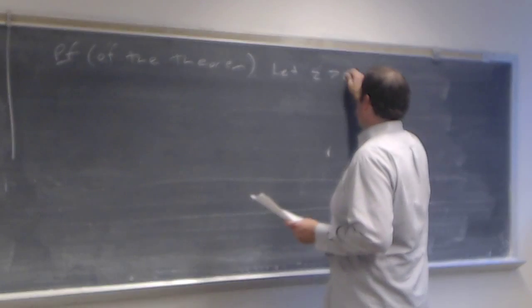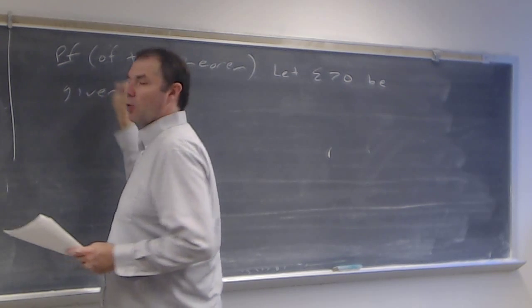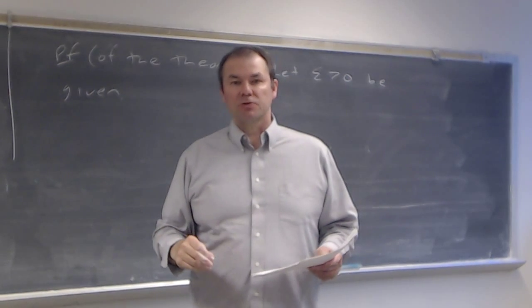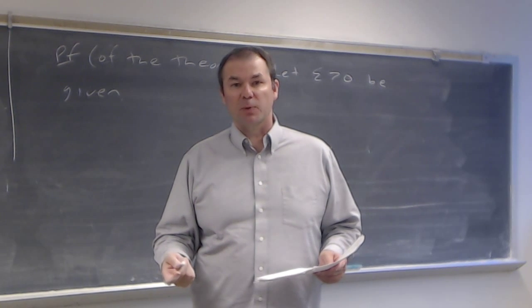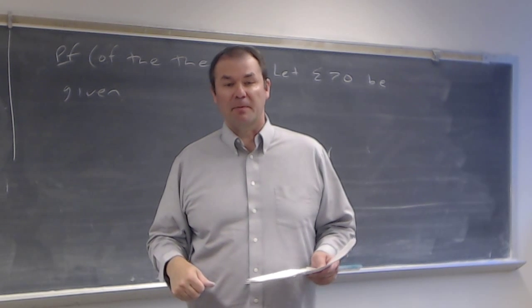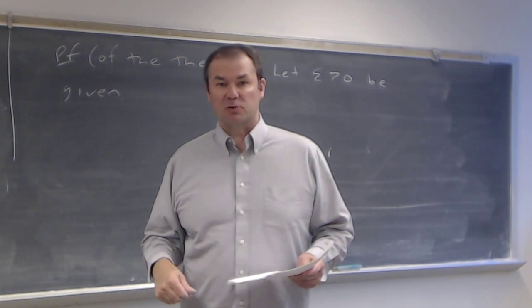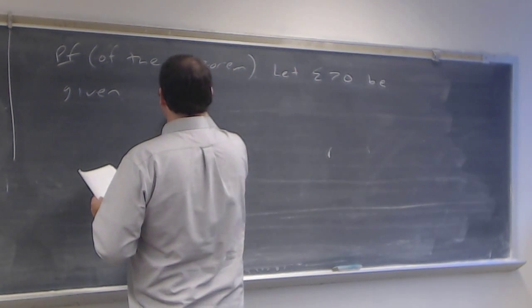We're going to let epsilon greater than 0 be given. Our goal is to make sure that we can find a partition such that the upper sum of this partition minus the lower sum of this partition is less than that epsilon. And that's going to make f be Riemann-Stieltjes integrable by a previous theorem. Okay, so here's what we do.